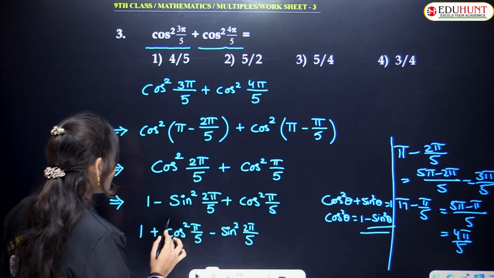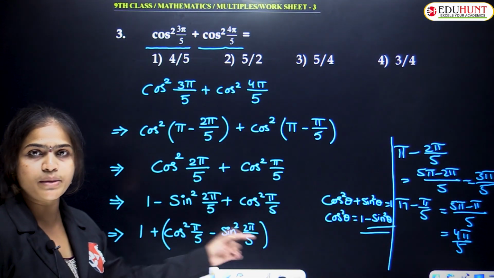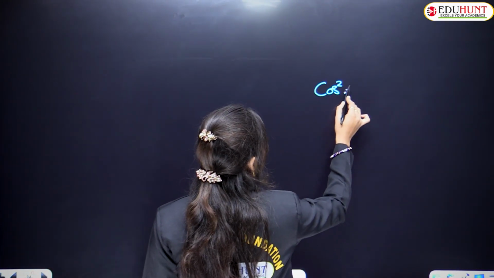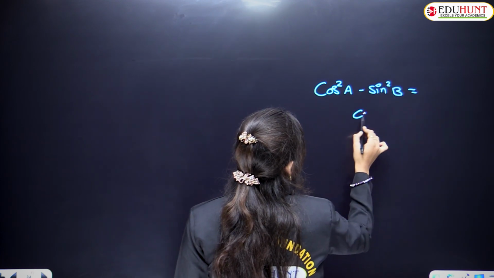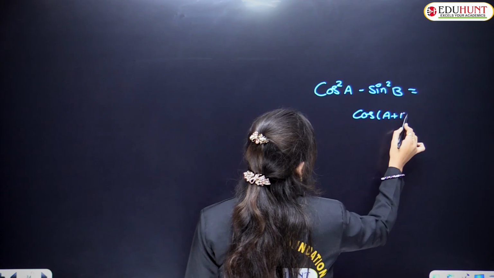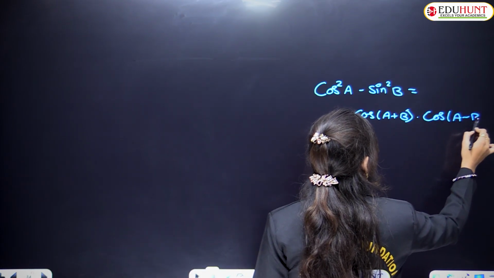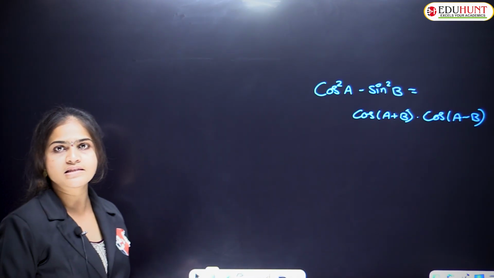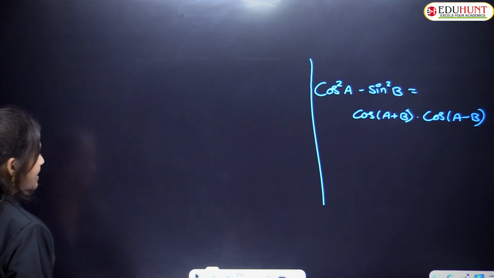Okay. Now here, cos square A minus sine square B, in that form only. So cos square A minus sine square B: this is the formula for that. Cos of A plus B into cos of A minus B. That is the formula. Okay. So that formula we apply here. Then what will you get?